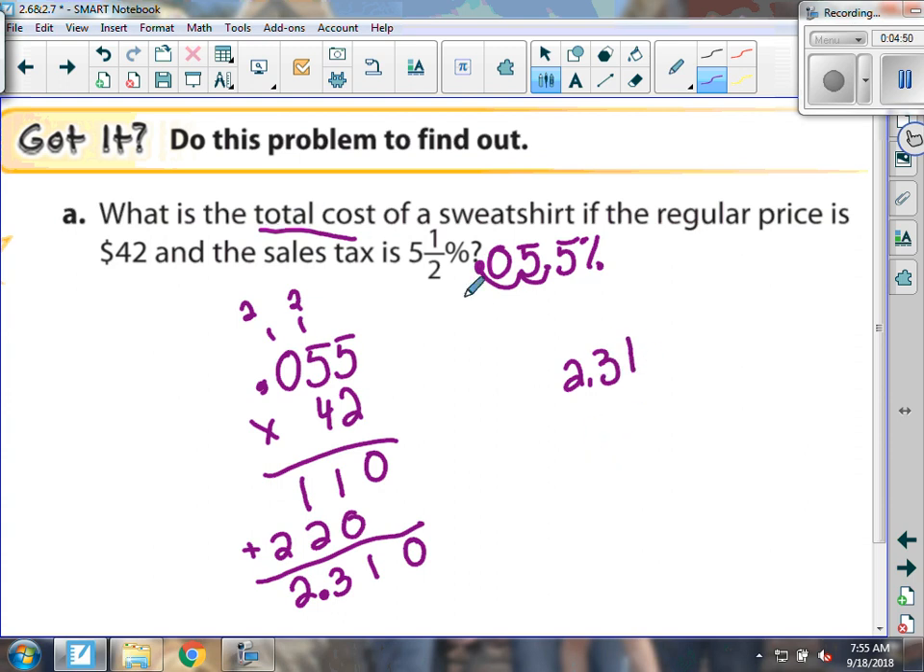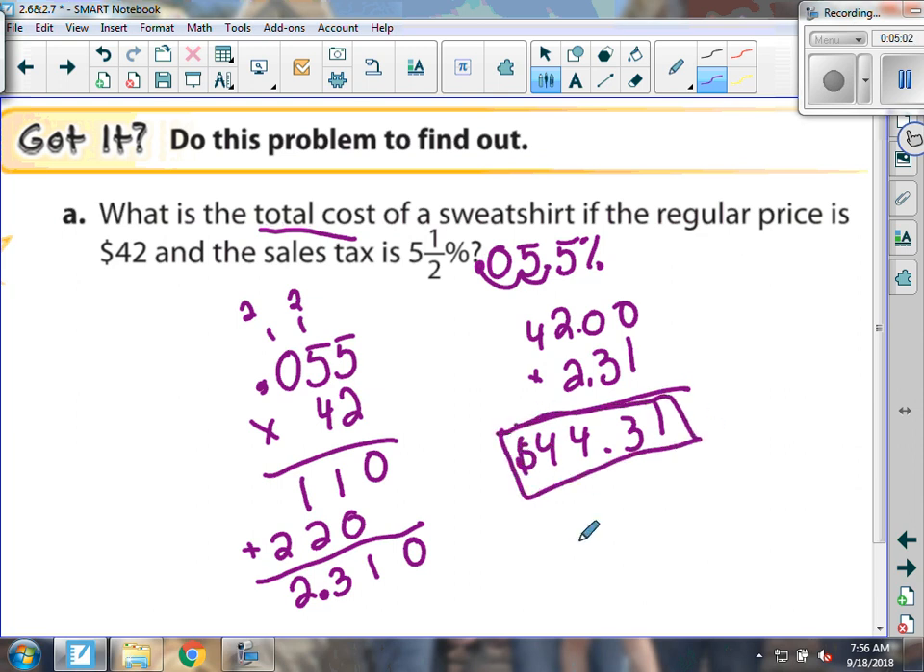We need the total cost, so I'm going to add that to $42. So that's going to give me $44.31. Make sure that you don't forget this step of adding your sales tax to your original price to find your total cost.